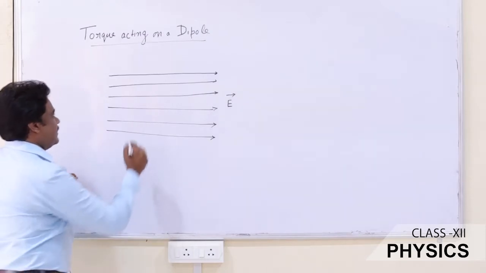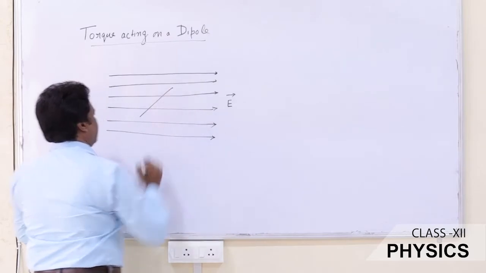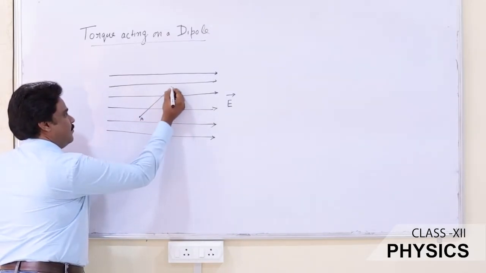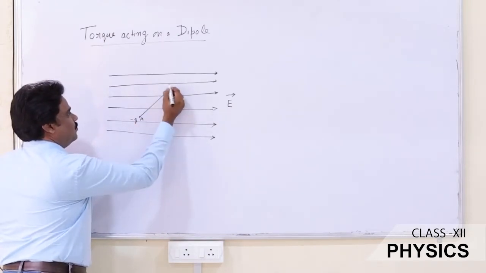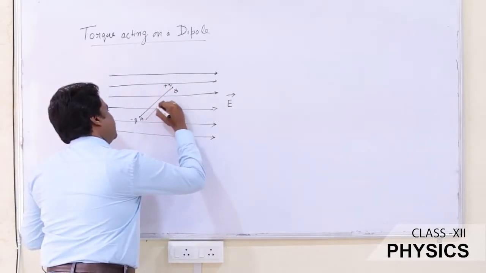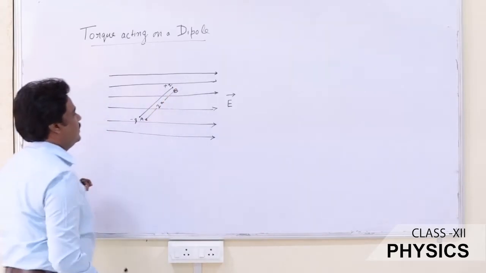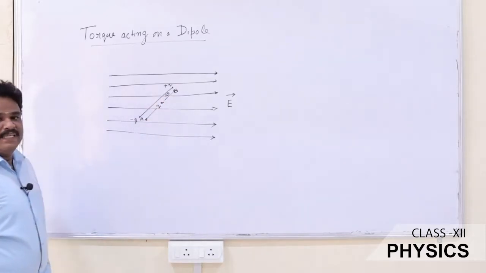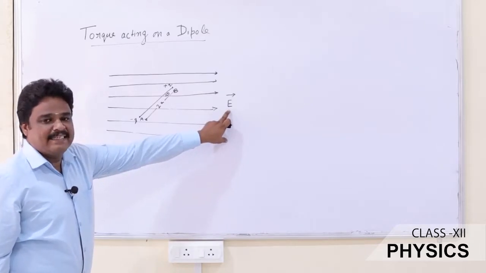In this electric field, I am going to keep a dipole. So you know what is a dipole? The two ends of the dipole are A and B. They have charges minus Q and plus Q. The length of the dipole is 2A. Let the dipole be placed making an angle theta with the direction of electric field.